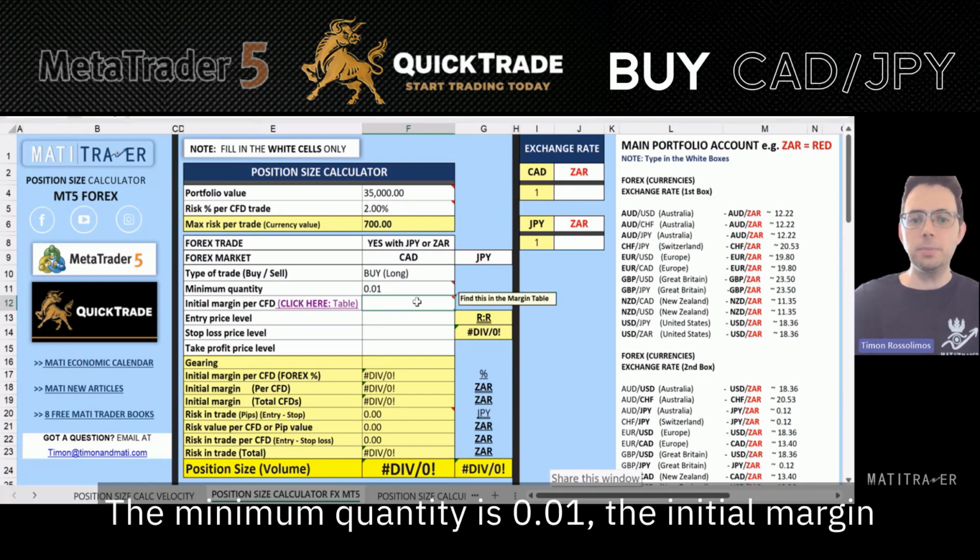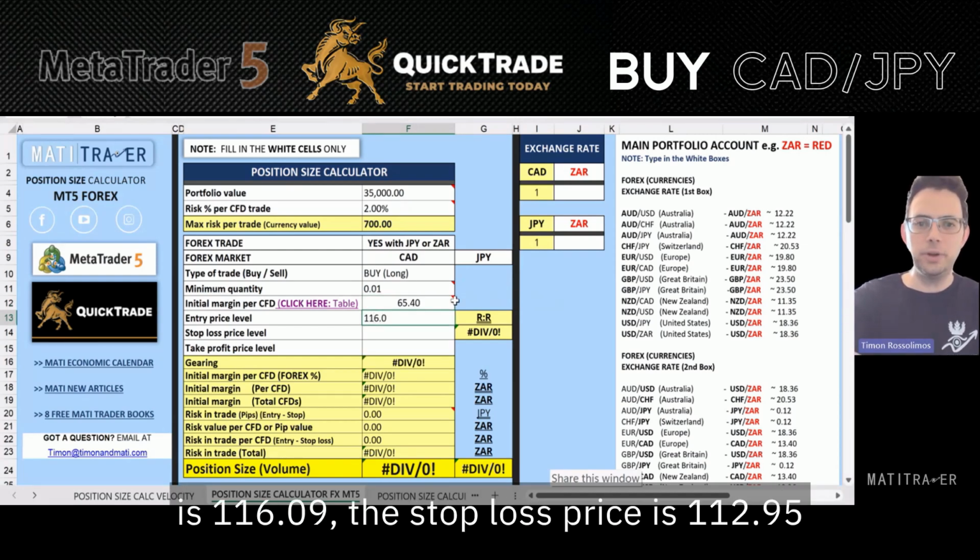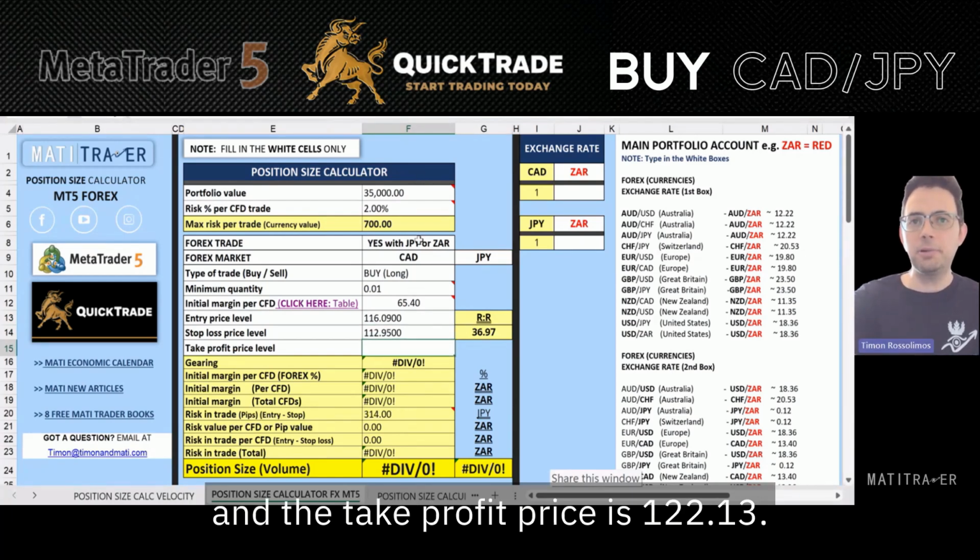The initial margin per trade is 65.40 Rand. The entry price is 116.09. The stop loss price is 112.95. And the take profit price is 122.13.